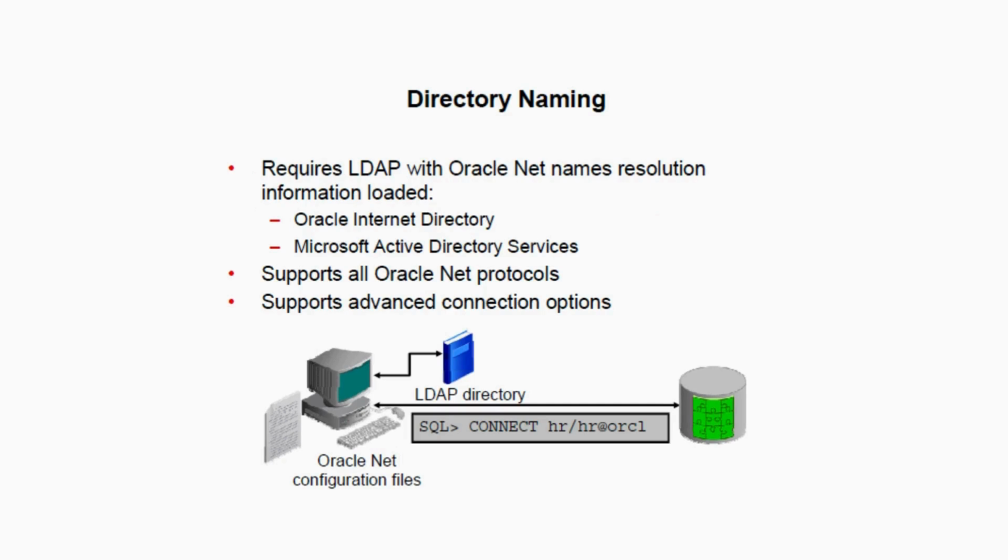With directory naming, the user supplies an alias for the Oracle Net service. Oracle Net checks the alias against an external list of known services and, if it finds a match, converts the alias into host, protocol, port, and service name. Like local naming, database users need to remember only a short alias.